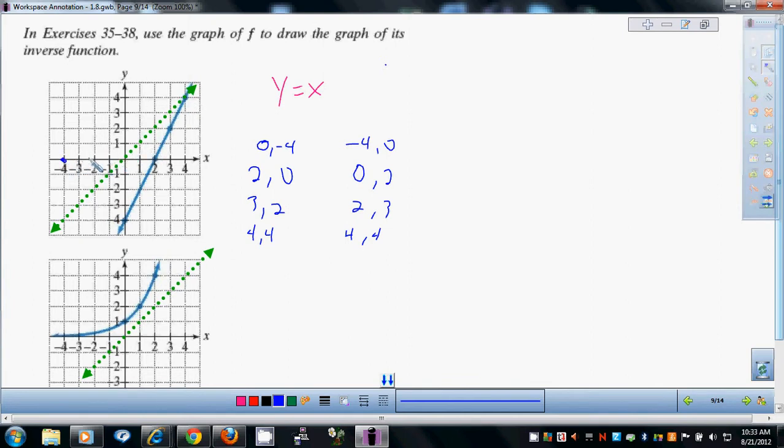-4, 0, 0, 2, 2, 3. Oh, I think I got off. Oh, 0, 2 is here. 2, 3, and 4, 4. Connect your dots. And if you were a better artist, this would look better than mine. But you can see how if you turn your head, those are supposedly symmetrical.